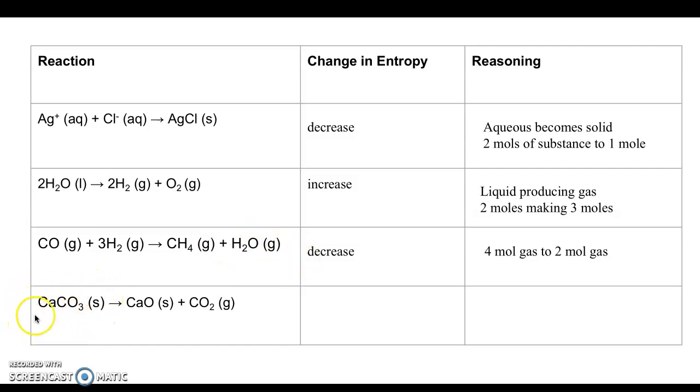And last equation, we have calcium carbonate becoming calcium oxide and carbon dioxide. So we have a solid changing into a solid plus a gas. Our products contain a gas, which again has our highest entropy state, therefore overall we see an increase. In addition to a solid becoming a gas, we also have 1 mole of substance on our reactant side becoming 2 moles of substance on our product side. So we have more particles, and it includes a gas, which has a high entropy state.